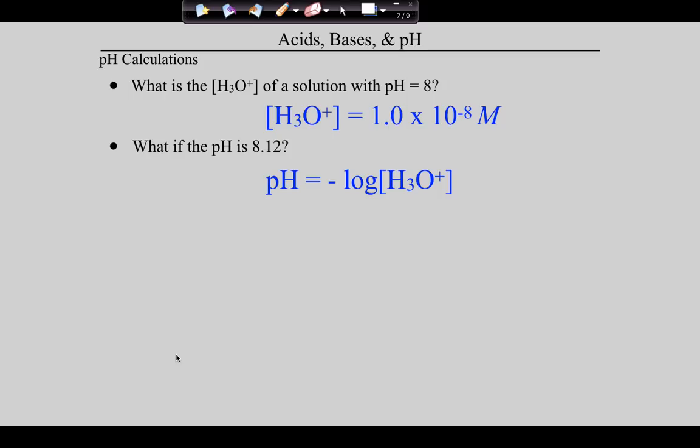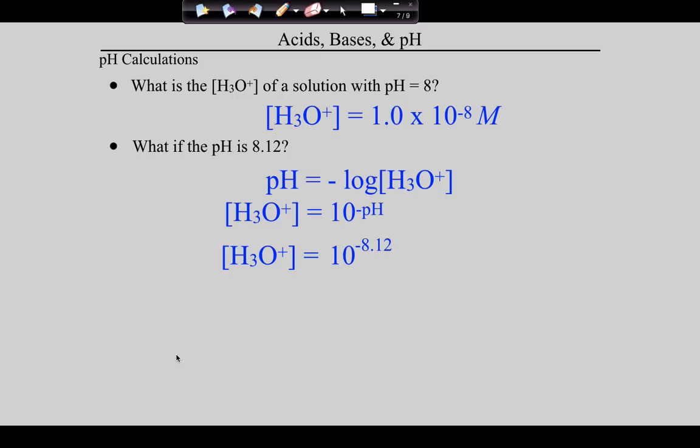Now, if you understand logarithmic rules, you could probably do this on your own, but if you can't, this is it. Write it down. Hydronium ion concentration is equal to 10 to the negative pH. Or, given our particular problem, hydronium ion is equal to 10 to the negative 8.12. And then guys, that's what you need to type into your calculator.